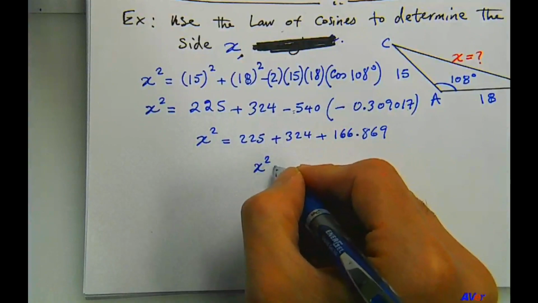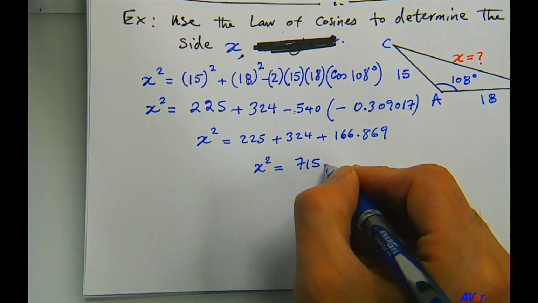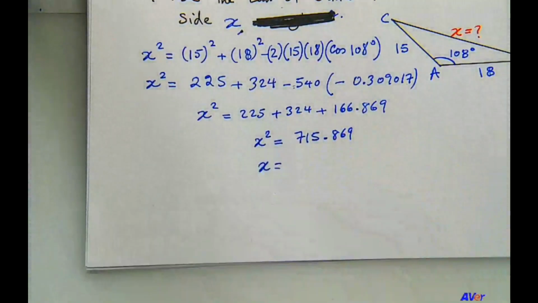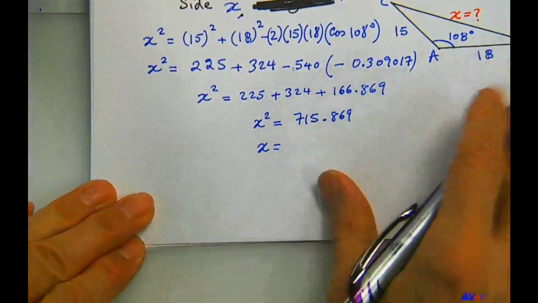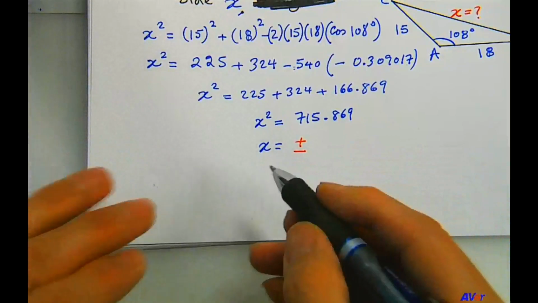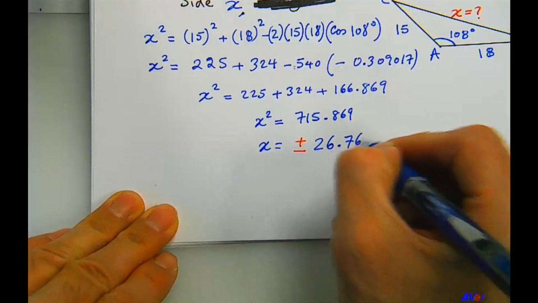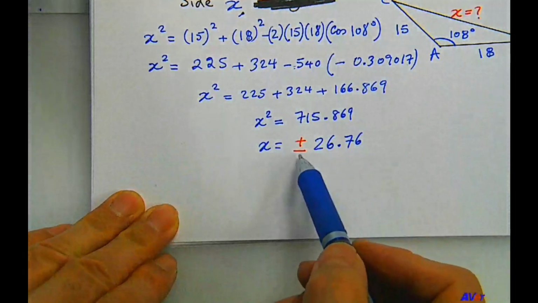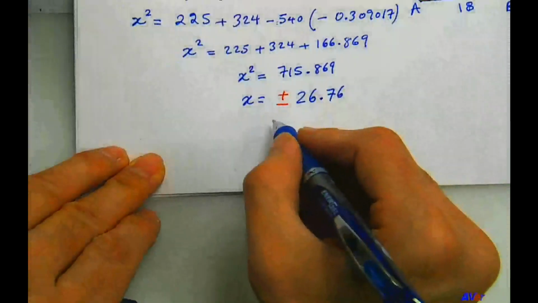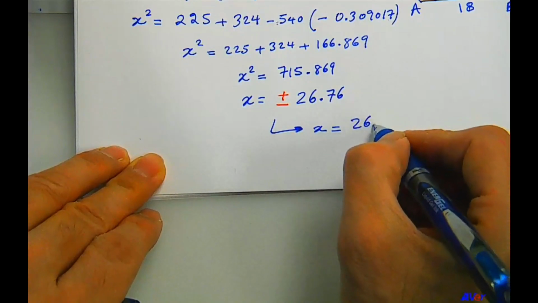Okay, so x squared is equal to 715.869. X is equal to, by the square root property, right? We learned this in pre-calculus 1, math 126. So we're going to have plus or minus 26.76, but the measure of a side of a triangle cannot be negative. So we're just going to accept the positive answer. So x equals 26.76.